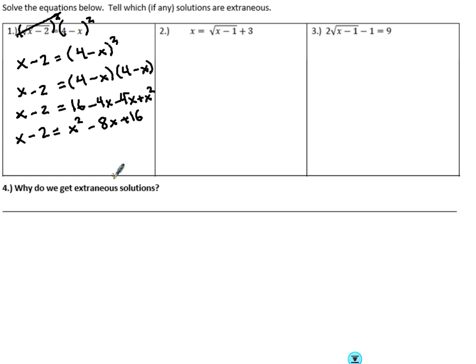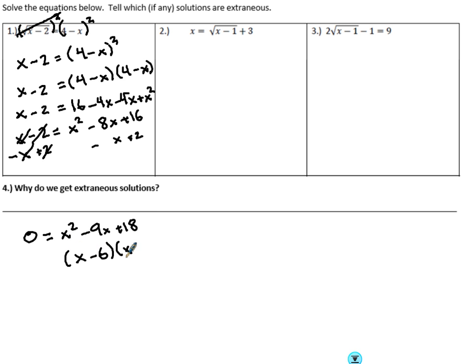Before we start trying to factor or solve the right side, we want to make sure the equation is set equal to 0. I'm going to subtract x and add 2 to both sides to set the equation equal to 0. So 0 is equal to x squared minus 9x plus 18. We have a couple different methods to solve this, but for this one I would use factoring because this equation factors nicely into x minus 6 times x minus 3.